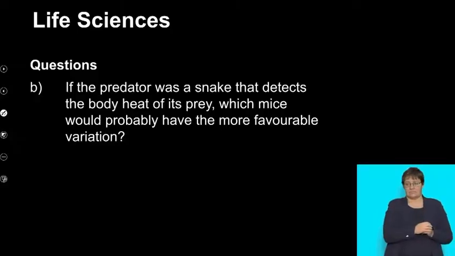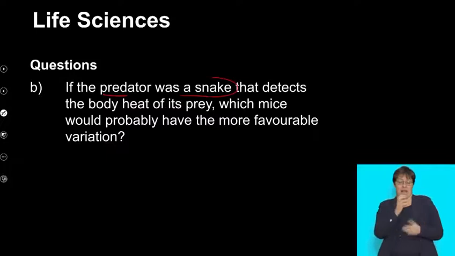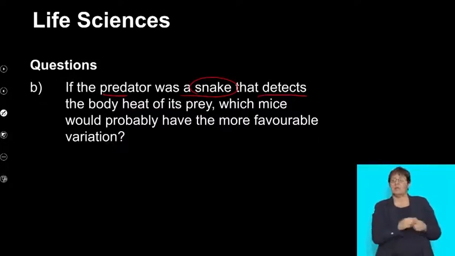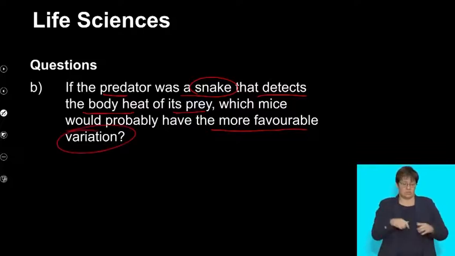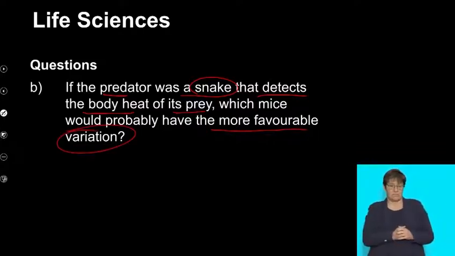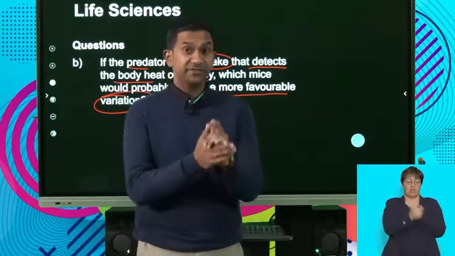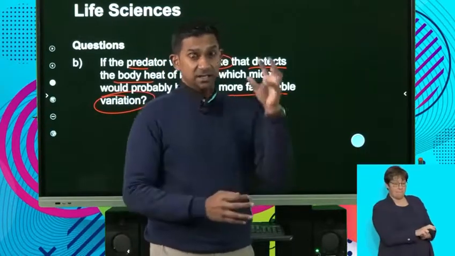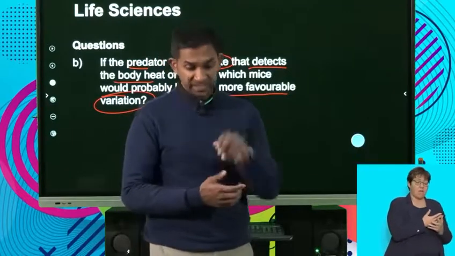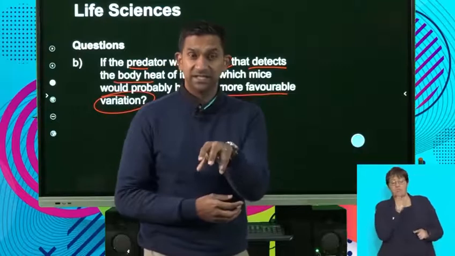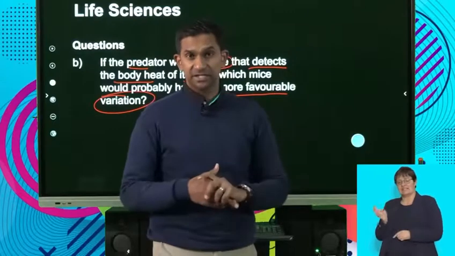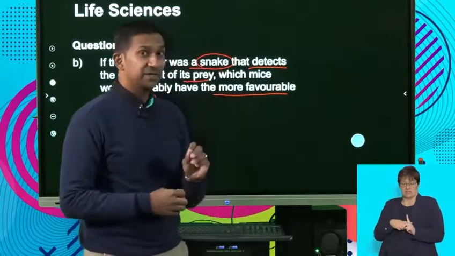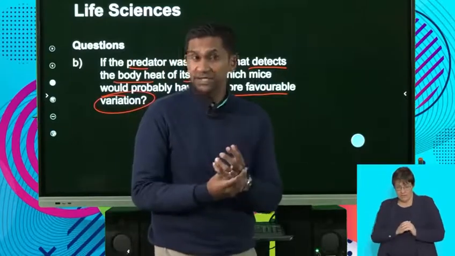Let's unpack another question. If the predator was a snake that detects the body heat of its prey, which mice would probably have the more favorable variation? Now, guys, we're talking about a change in the selection pressure. Previously, in that other question, we looked at the predator bird, which was an owl, and its ability to see individuals at night was based on the color of their fur. Now we're looking at a different selection pressure. Here we have a snake that relies on being able to sense the heat from its prey.